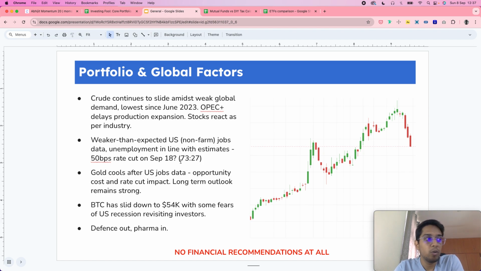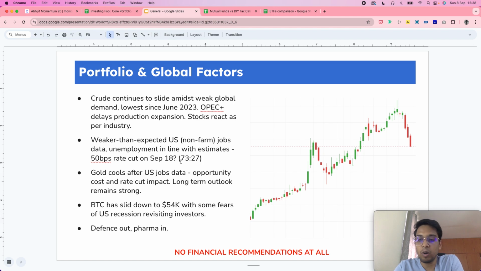Bitcoin has slid down to $54,000, and let's see how it goes. If there are aggressive rate cuts, Bitcoin should also do well in line with Nasdaq and others, but we are not sure whether the higher interest rates have impacted the economy to the level that there are significant fears of a recession or anything like that.